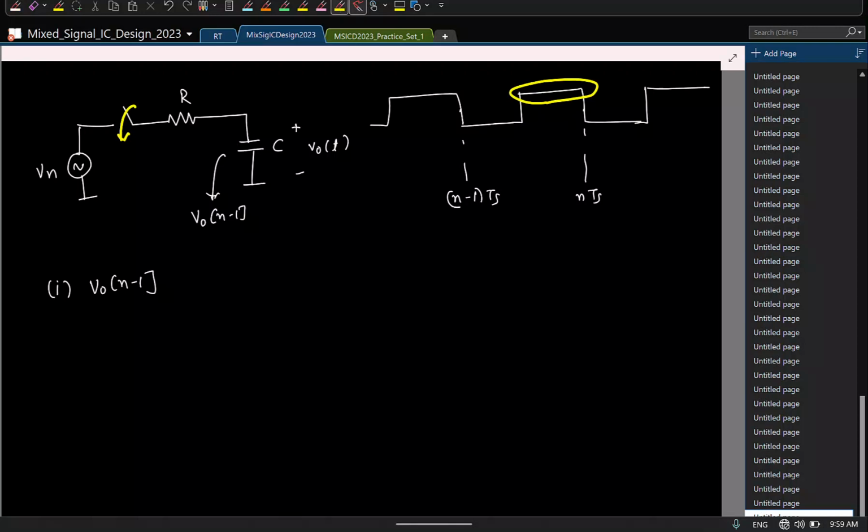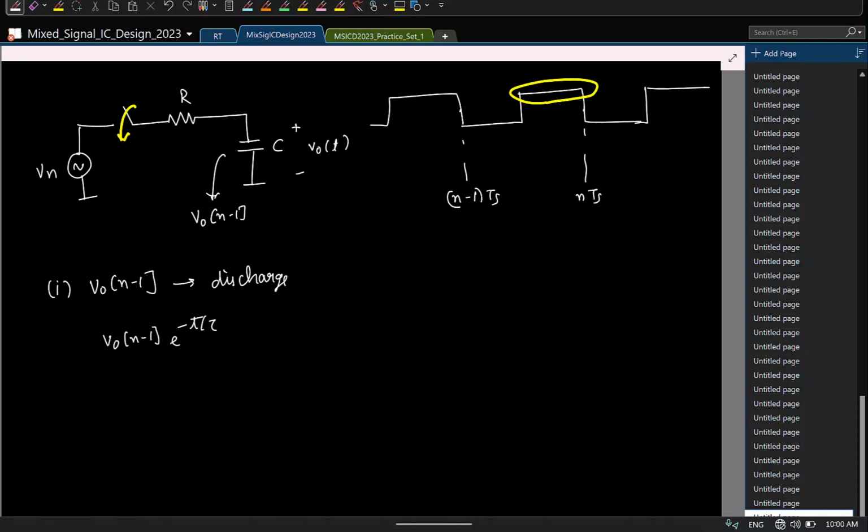See, this is a linear network. The capacitor has an initial voltage which can be thought of as an additional voltage source. We have two inputs. Linear network, how can you analyze? I can use superposition. So let's say I don't consider this, I consider only this. So what will happen to the output? Basically now I have a capacitor which is charged to some voltage. What will happen to the capacitor voltage? It discharges, right? How will it discharge? Exponentially it will discharge, and it will go as V0 of n-1.